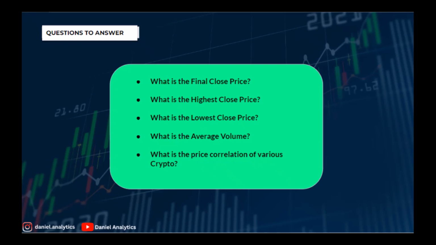The next thing we also want to look at is, what is the highest closing price so far for these particular cryptocurrencies? What is the lowest closing price, and what is the average volume for each of these cryptocurrencies? And also, what is the price correlation of the various crypto in our data sets?